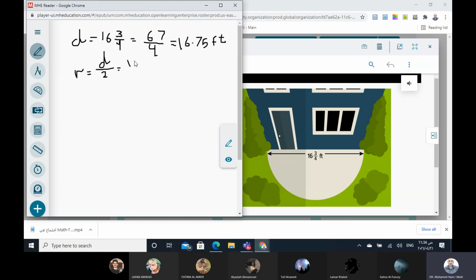Means 16.75 divided by 2. So the answer will be 8.375 feet.